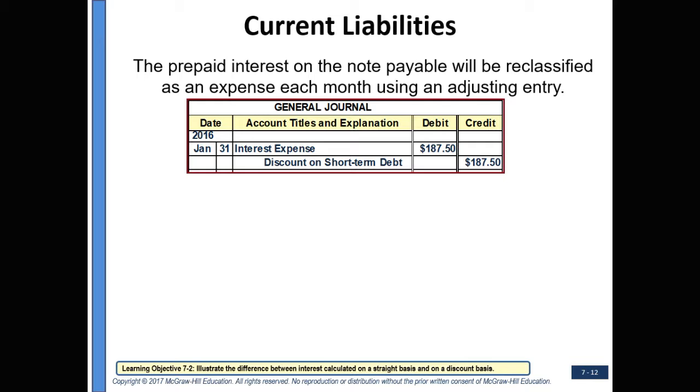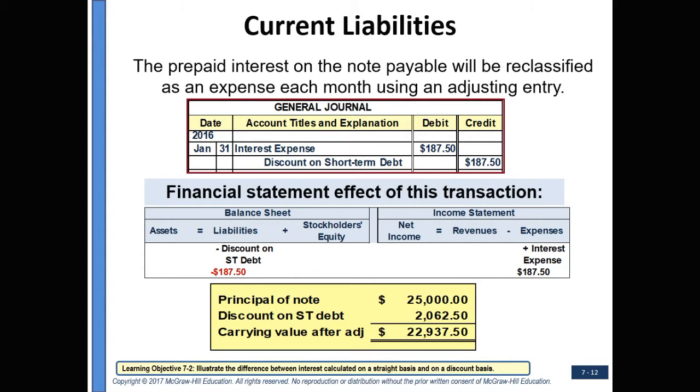The note will be presented at a carrying value on the December balance sheet. Principal $25,000 less $2,062.50 of the discount for $22,937.50. This transaction increases liabilities and expenses by $187.50 on the horizontal model.